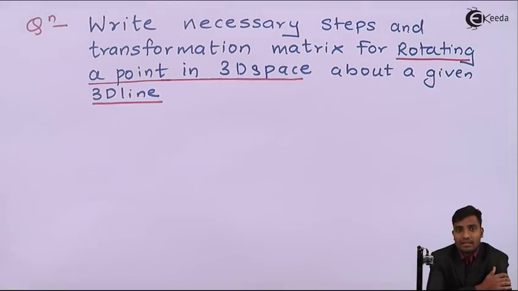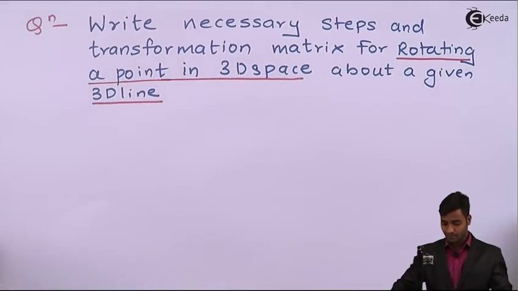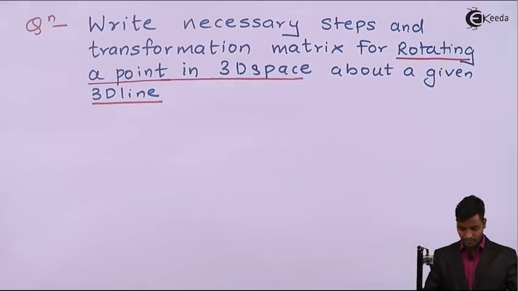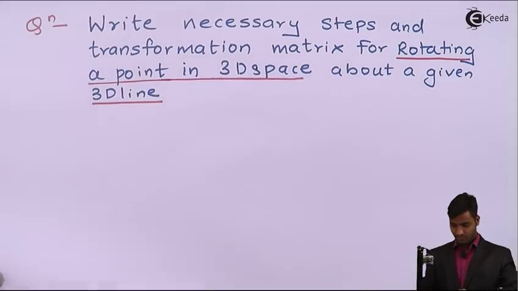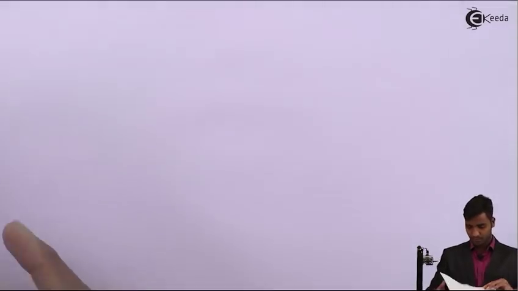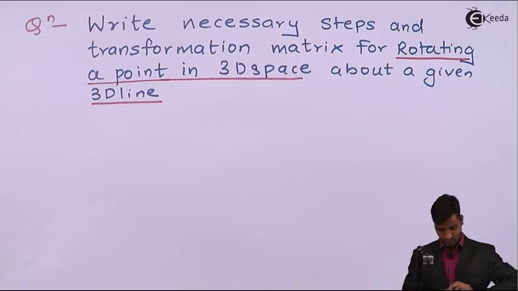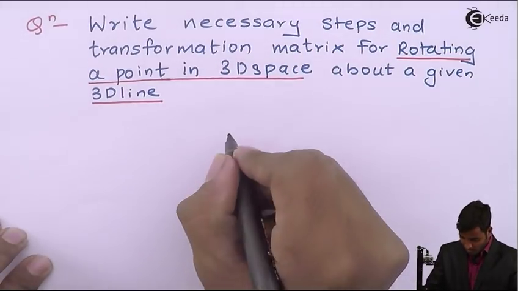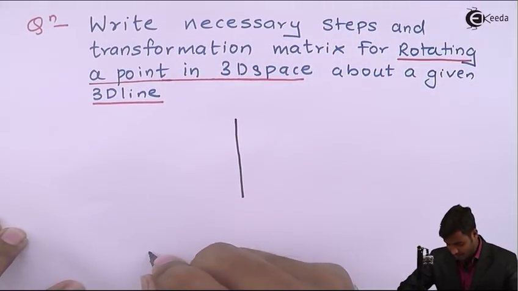So in that case we have to set up a series of transformations, a composite transformation, which will include translation transformations and rotation transformations, because in this problem we have to perform rotations. So now we will draw the figure. So here is the solution.